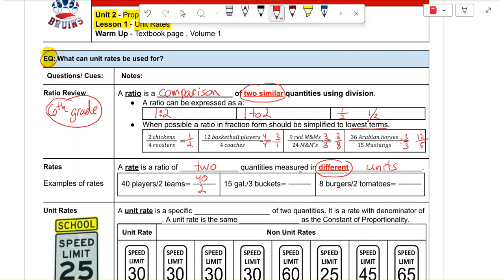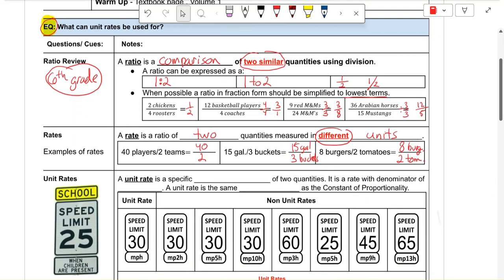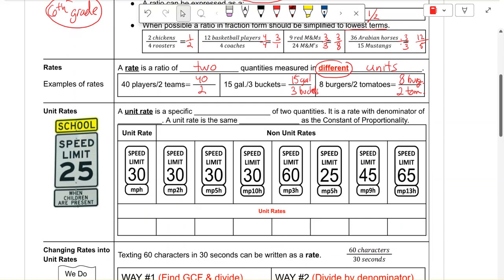15 gallons to 3 buckets. And 8 burgers to 2 tomatoes. And as we get down in here, we're going to find out about unit rates, and that's really what this lesson's all about. What are they used for? So let's take a look at what we have here.